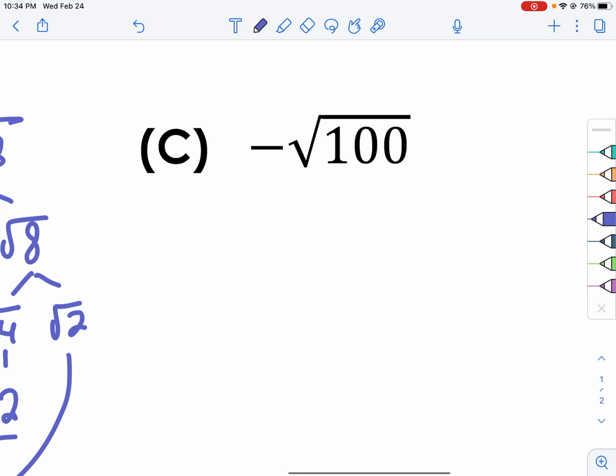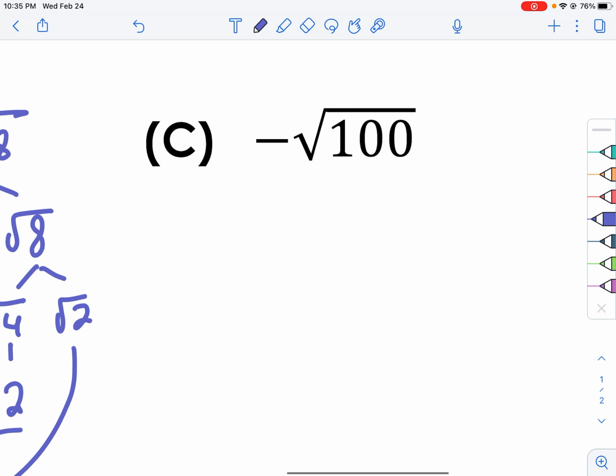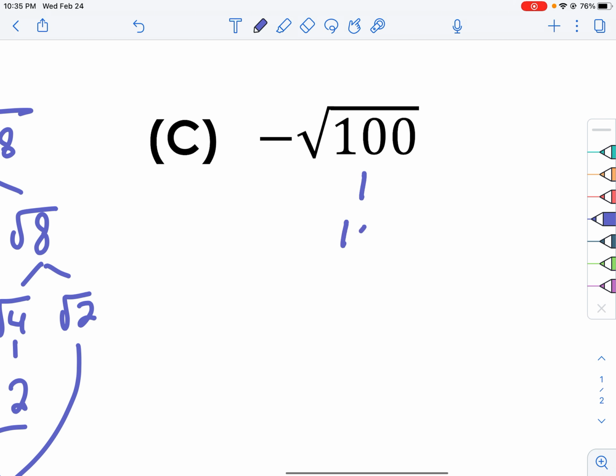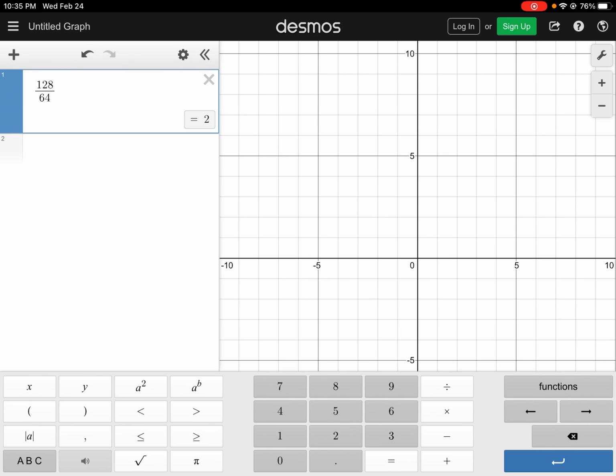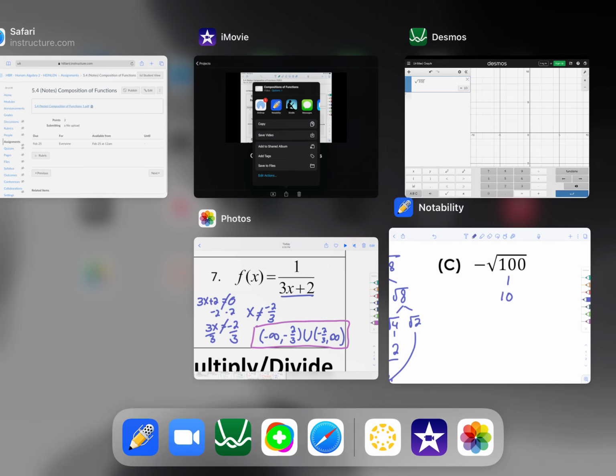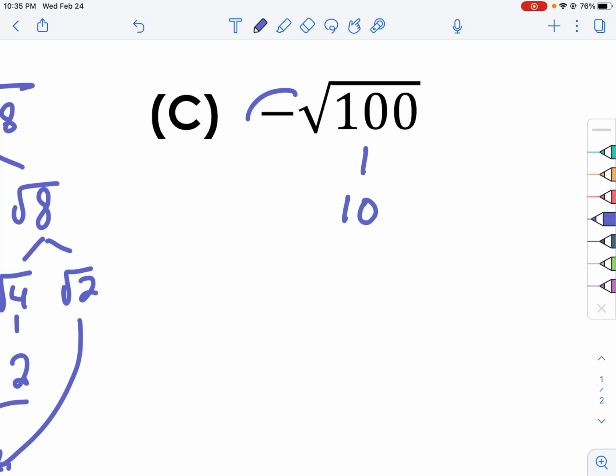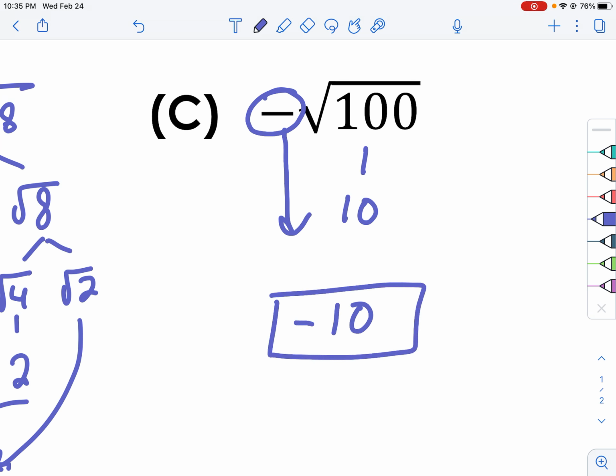All right, letter C. Letter C, square root of 100. Well, 100, if we think about it, is a perfect square, right? So the square root of 100 is just 10. And that could be a good thing to always start on. If you are not sure if a number is a square root, just type in the square root of 100, see what you get, right? You get 10. So we got 10. This negative sign gets dropped down as well. So it becomes negative 10 for our solution.